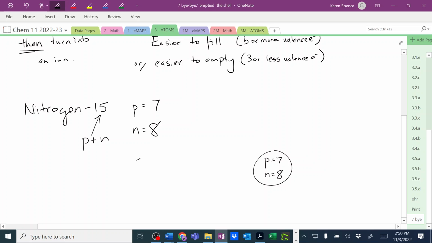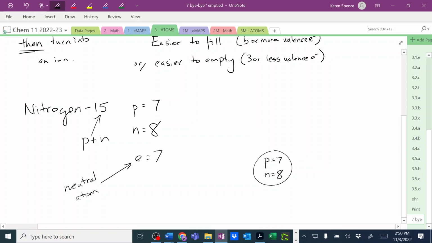How many electrons will we have if we have a neutral atom? We will have 7. So we're going to start by drawing all 7. Because always start by drawing the neutral atom. Change it to an ion later.